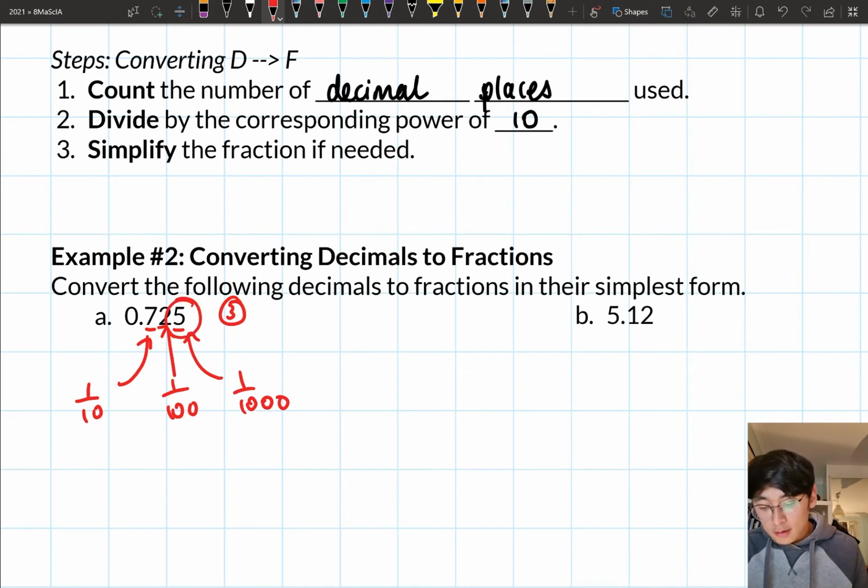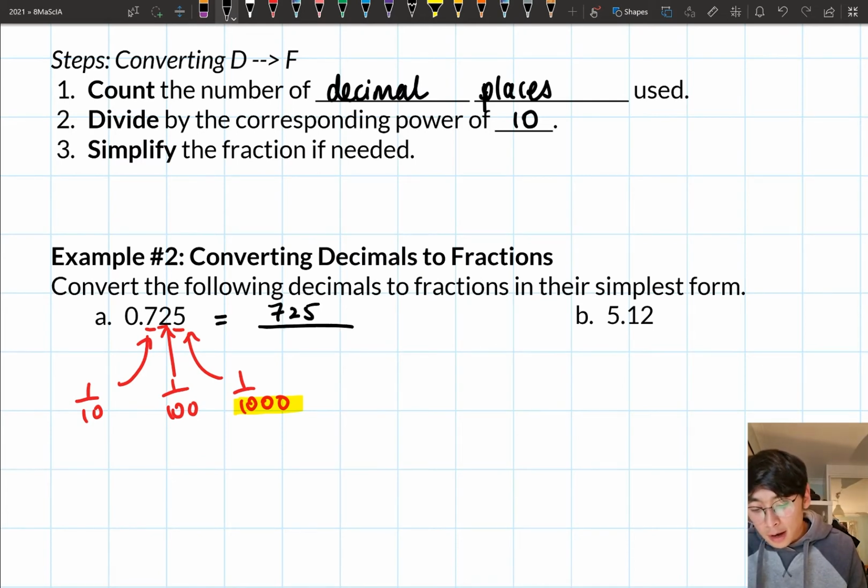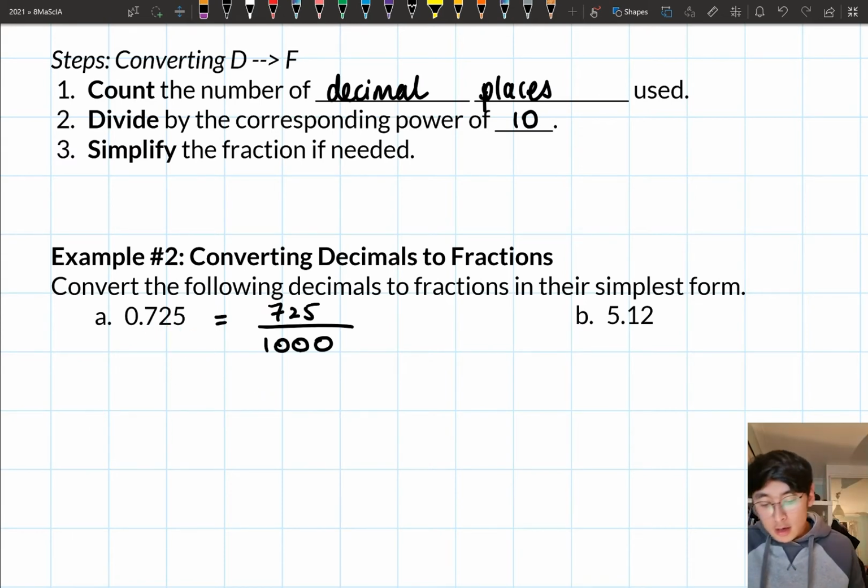The lowest one is the 5, which is the thousandths, which means that we're going to divide this number by thousandths. So when I'm converting this, I'm going to write, this is equal to 725 divided by 1,000. Because the number of decimal places tells me that the lowest place value is in the thousandths. So I'm going to divide by 1,000 here. Okay, I'm just going to erase this and move this out of the way. Now that we've done that, we're going to simplify this fraction if possible.